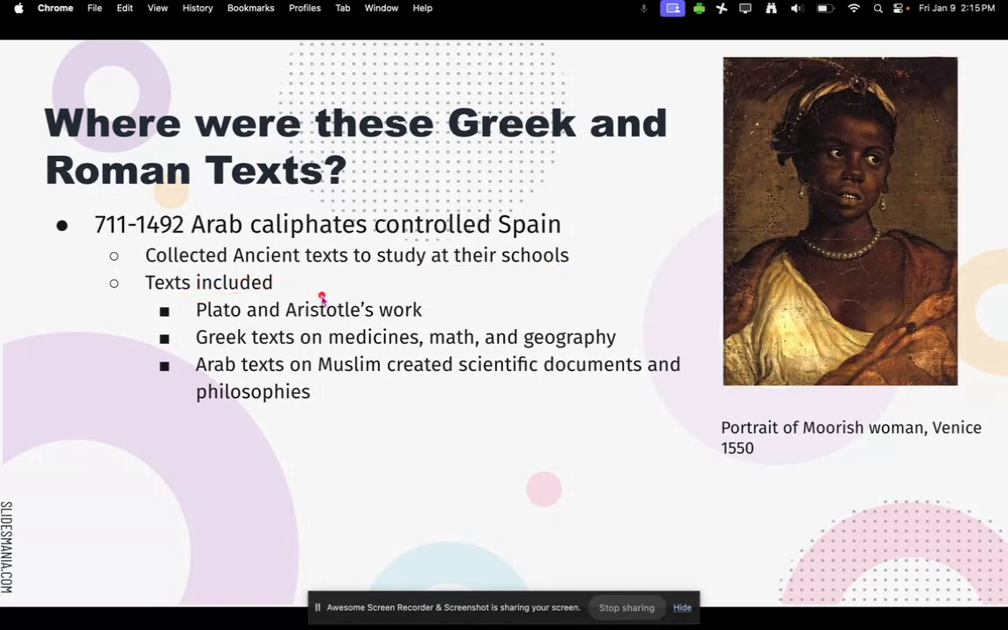These texts would include Plato and Aristotle's work. We talked about them way back during Alexander the Great. Also, Greek texts on medicines, math, and geography, and Arab texts on Muslim created scientific documents and philosophies as well.